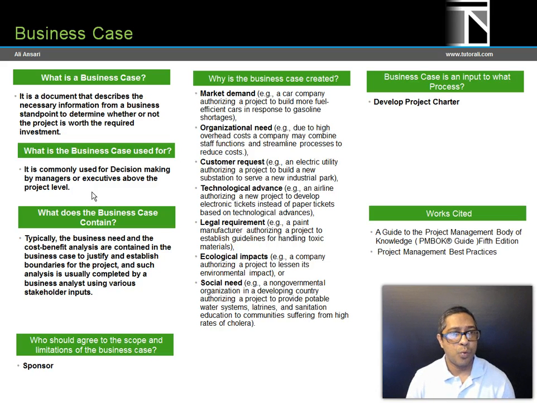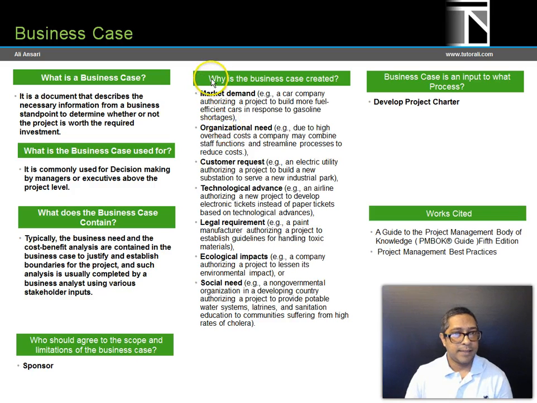So now that we know why we need the business case and what the business case is, let's look into who shall agree to the scope and limitations of the business case. And the answer over here is the sponsor should agree to the scope as well as the limitations of the business case so that it goes ahead.